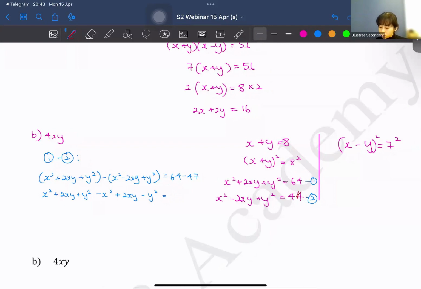So I realized I got a typo. It's supposed to be 49. Right, 7 squared is 49. So the difference between 64 and 49, that's going to give you 15.